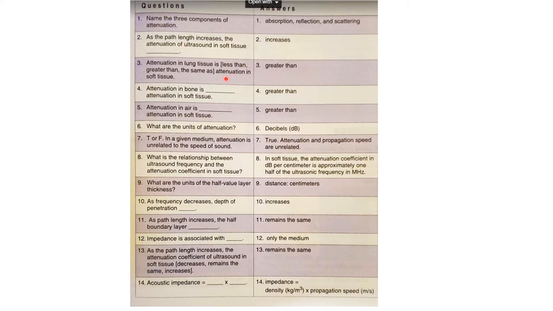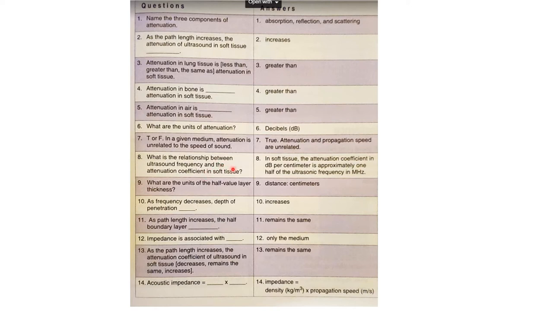Attenuation in lung tissue is less than, greater than, or the same as attenuation in soft tissue. It's greater than because of the structure. Attenuation in bone is greater than attenuation in soft tissue. Attenuation in air is greater than attenuation in soft tissue. What are the units of attenuation? The units of attenuation are decibels, dB. This is a true or false question. In a given medium, attenuation is unrelated to the speed of sound. True. Attenuation and propagation speed are not related.